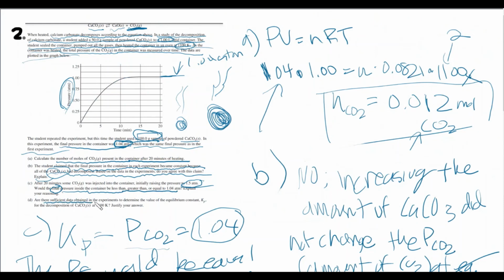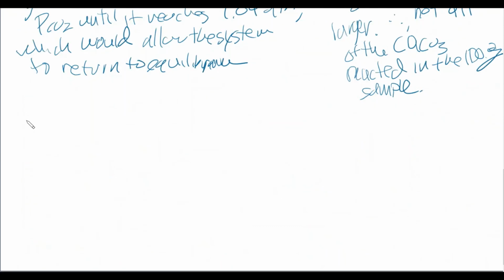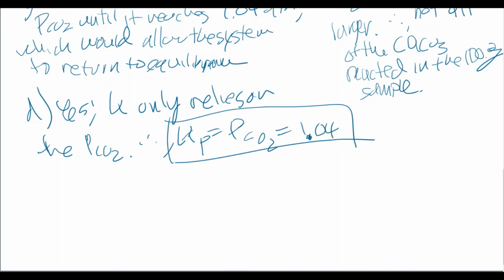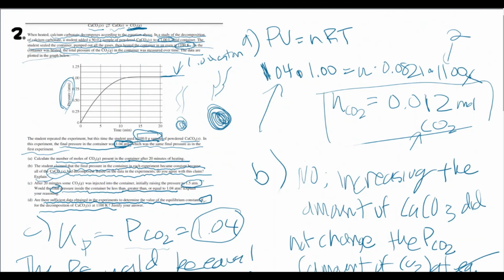Is there sufficient data obtained in the experiments to determine the value of the Kp for the decomposition of calcium carbonate at 1100 Kelvin? Well, funny thing is that I just did that. So yes, K only relies on the partial pressure of CO2. Therefore, Kp is equal to the partial pressure of CO2, which at equilibrium is 1.04 atmospheres. So that would be the answer for 1D, and it was pretty fast. And look at that, we're done with number 2.